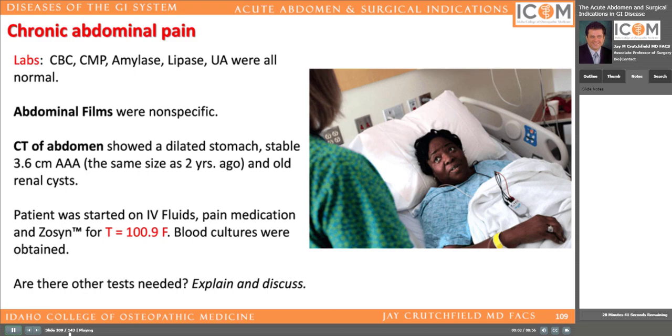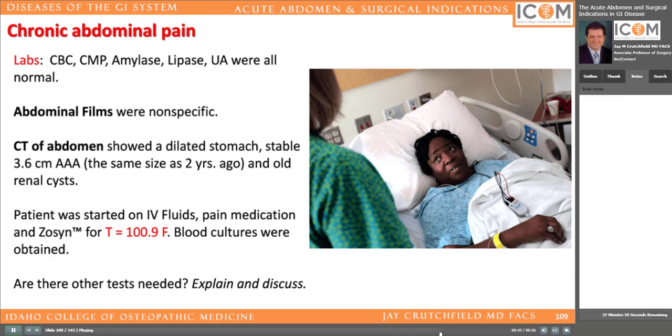On our laboratory tests, we sent off a CBC, a comprehensive metabolic panel, an amylase and a lipase to look for underlying pancreatitis, and a urinalysis, and all returned as normal. The abdominal films didn't tell us anything. She was started on IV fluids, given some pain medication, and Zosyn, an antibiotic, for an elevated temperature of about 100.9, a little less than when she was admitted. Blood cultures were obtained, and a CAT scan performed showed a dilated stomach, a 3.6 centimeter abdominal aortic aneurysm, which was no change, and some old renal cysts.